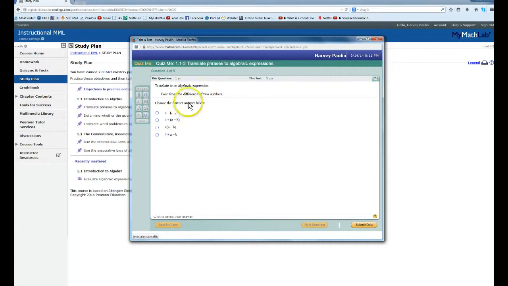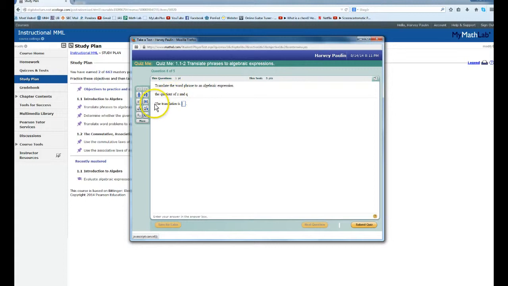4 times the difference of 2 numbers. Well, 4 times, this is the difference of 2 numbers. Now, the numbers were changed in the practice, but it's a sister of these. Now, I'm going on. Notice I can't go back now.